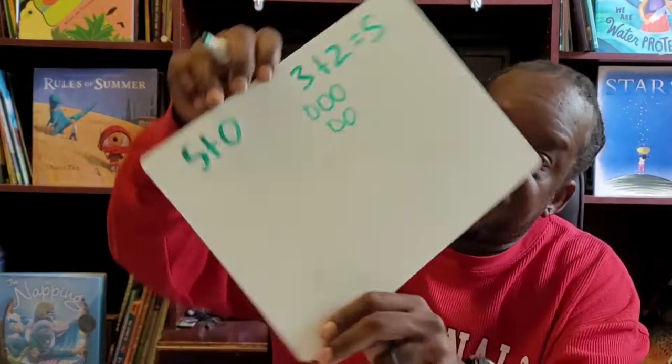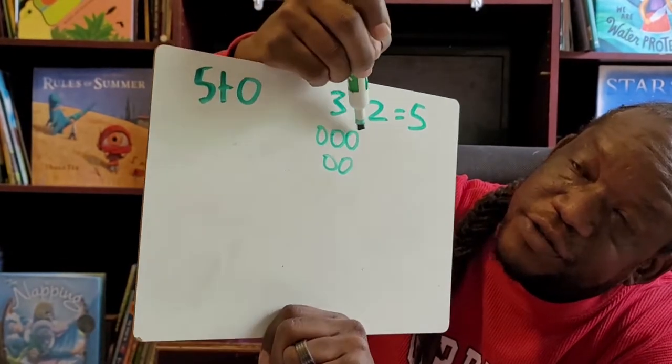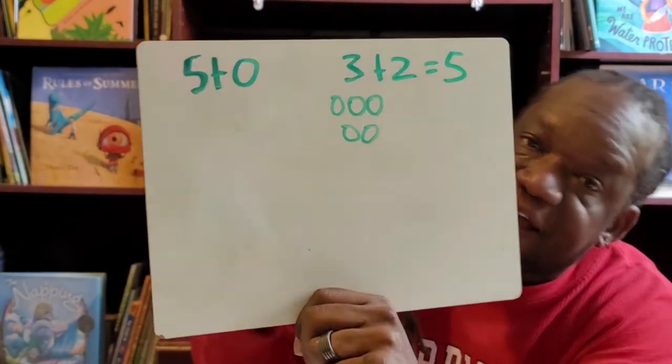Let's see and make sure. 1, 2, 3 plus 2 more. If you take a look, 1, 2, 3, 4, 5. It's 5. So 3 plus 2 is 5. Oh, somebody said 4 plus 1. 4 plus 1 more. Yes, 1, 2, 3, 4, 5. So 4 plus 1 equals 5.